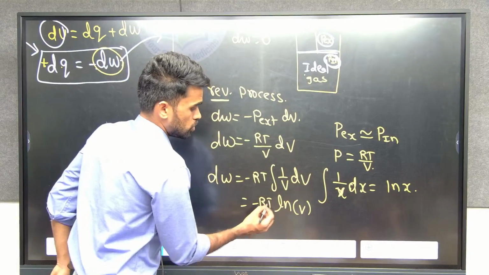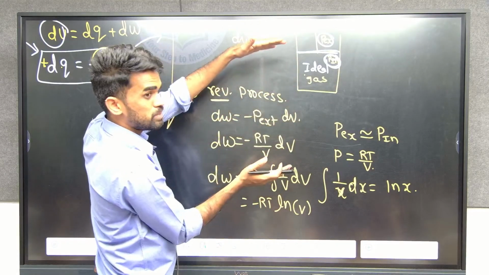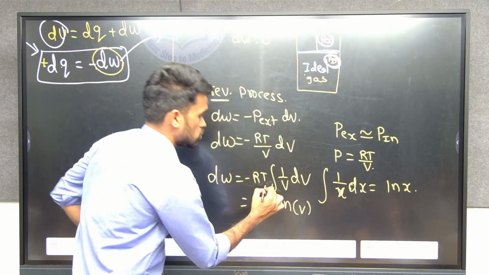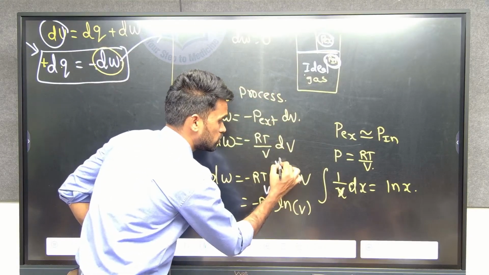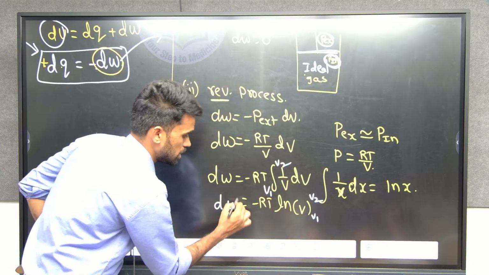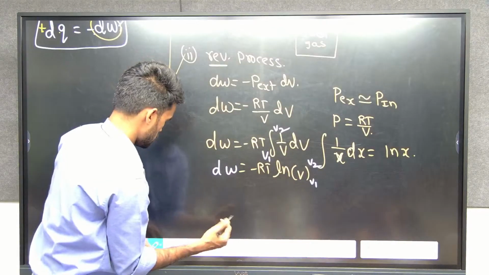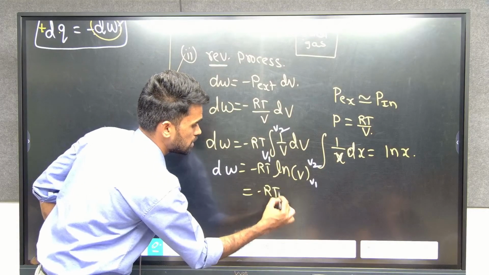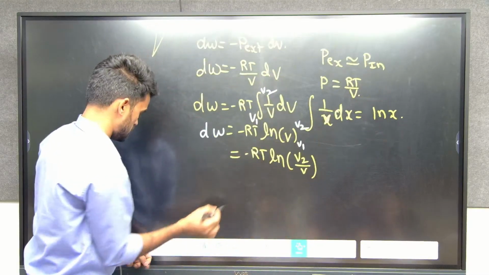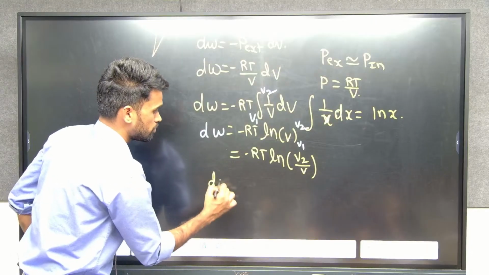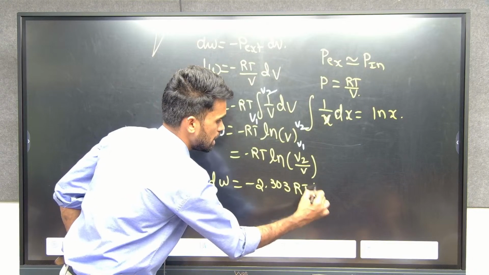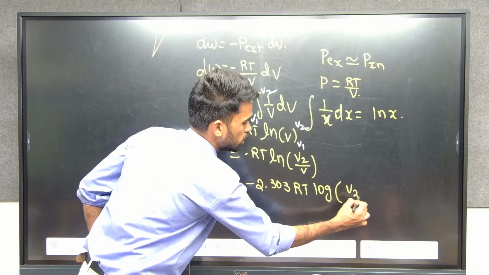Expansion or compression means what happens to the volume? Increasing or decreasing. So it is going from V1 to V2. So this is V1, this is V2, and this is dW. You put upper limit and lower limit, RT ln V2 by V1. So finally you just remember this work done formula equals minus 2.303 RT log V2 by V1.